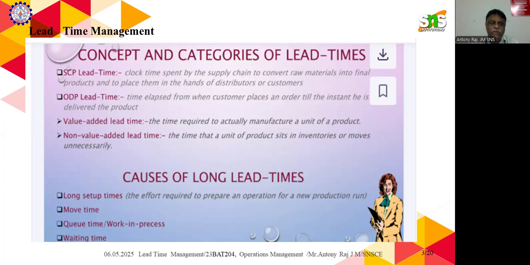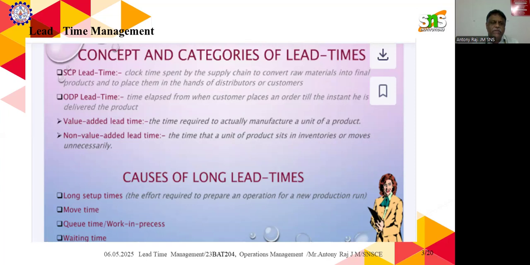And what is something called ODP lead time? ODP lead time is with respect to the customers. It is the time calculated from the customer placing an order with the organization to when he receives the product. So the elapsed time in between is called ODP lead time. The SCP lead time is internal, with respect to the organization and manufacturing, whereas ODP lead time is external, where it delivers to the customer.